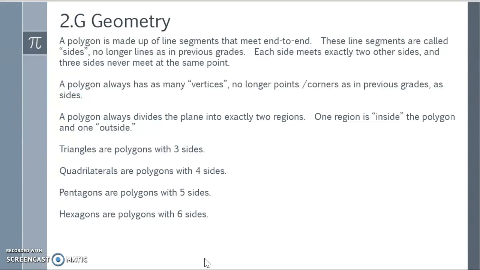Triangles are polygons with 3 sides. Quadrilaterals are polygons with 4 sides. Pentagons are polygons with 5 sides. And hexagons are polygons with 6 sides. We're not talking regular quadrilaterals, regular pentagons, or regular hexagons. We are just identifying the sides and how many sides there are, so identifying the polygon based on the sides.